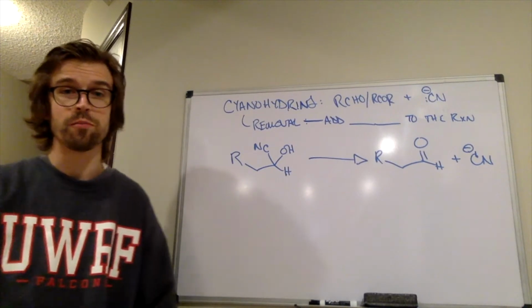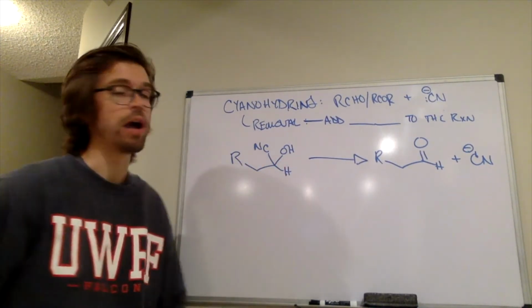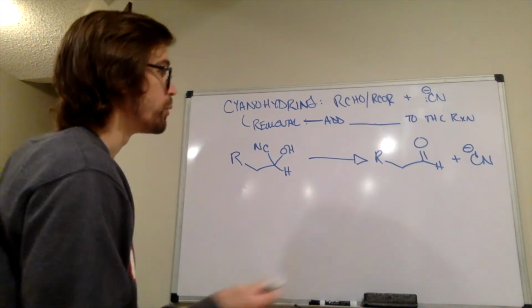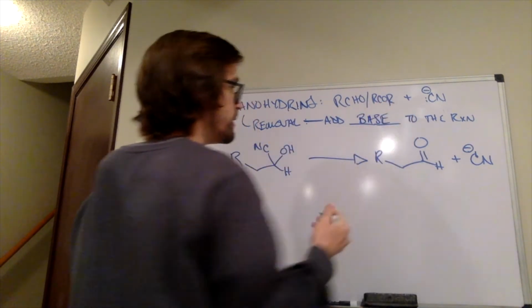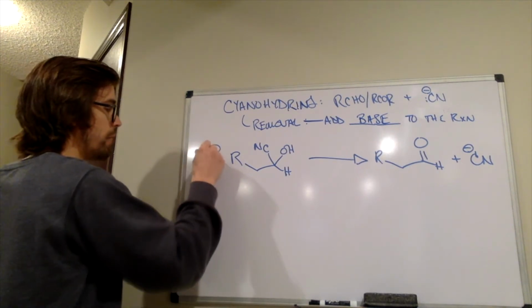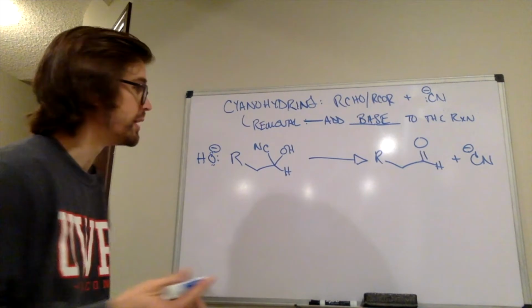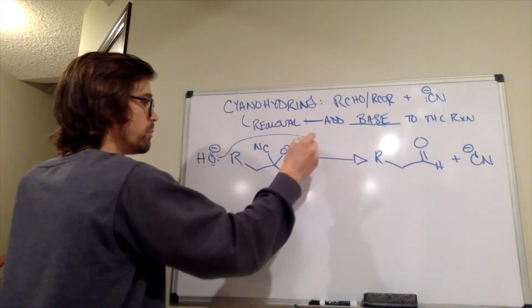All right, so we just saw that mild acid will help us make the cyanohydrin. Well, how do we remove the cyanohydrin? It turns out that we add base to the reaction. So H3O plus allowed us to put it on. What happens when we add OH minus? That OH minus is going to act as a base, pulling off the proton that is most acidic. That's going to be the OH proton.